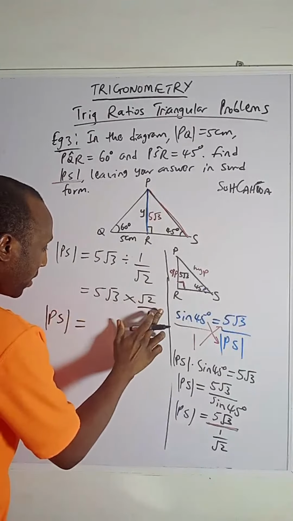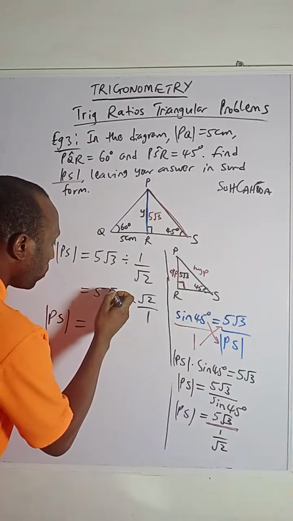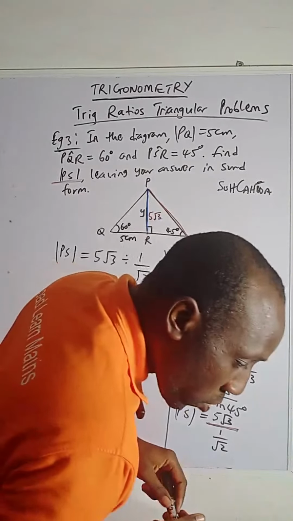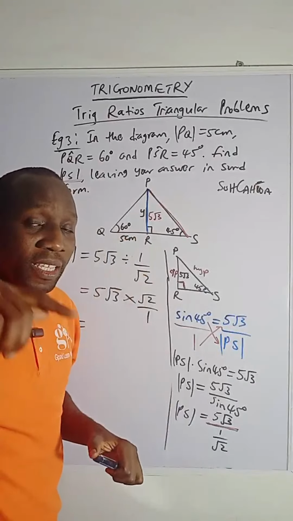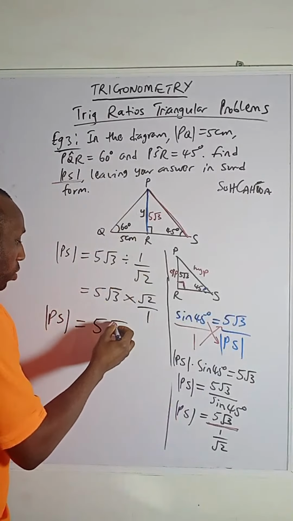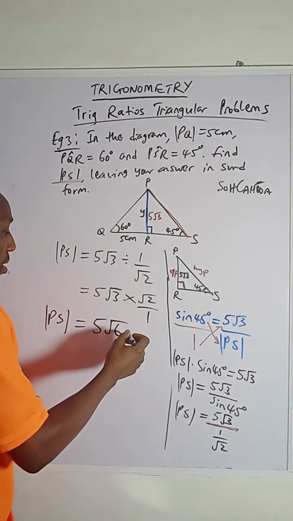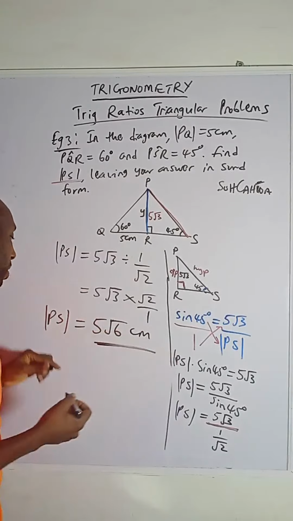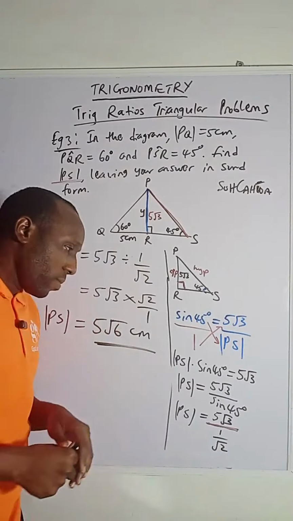5 root 3. Guys, I can just remove over 1. It doesn't change anything. What is root 3 times root 2? That's root 6. So your final answer becomes 5 root 6. What's the unit? Centimeters. Yes, centimeters. So this is the length of side PS.